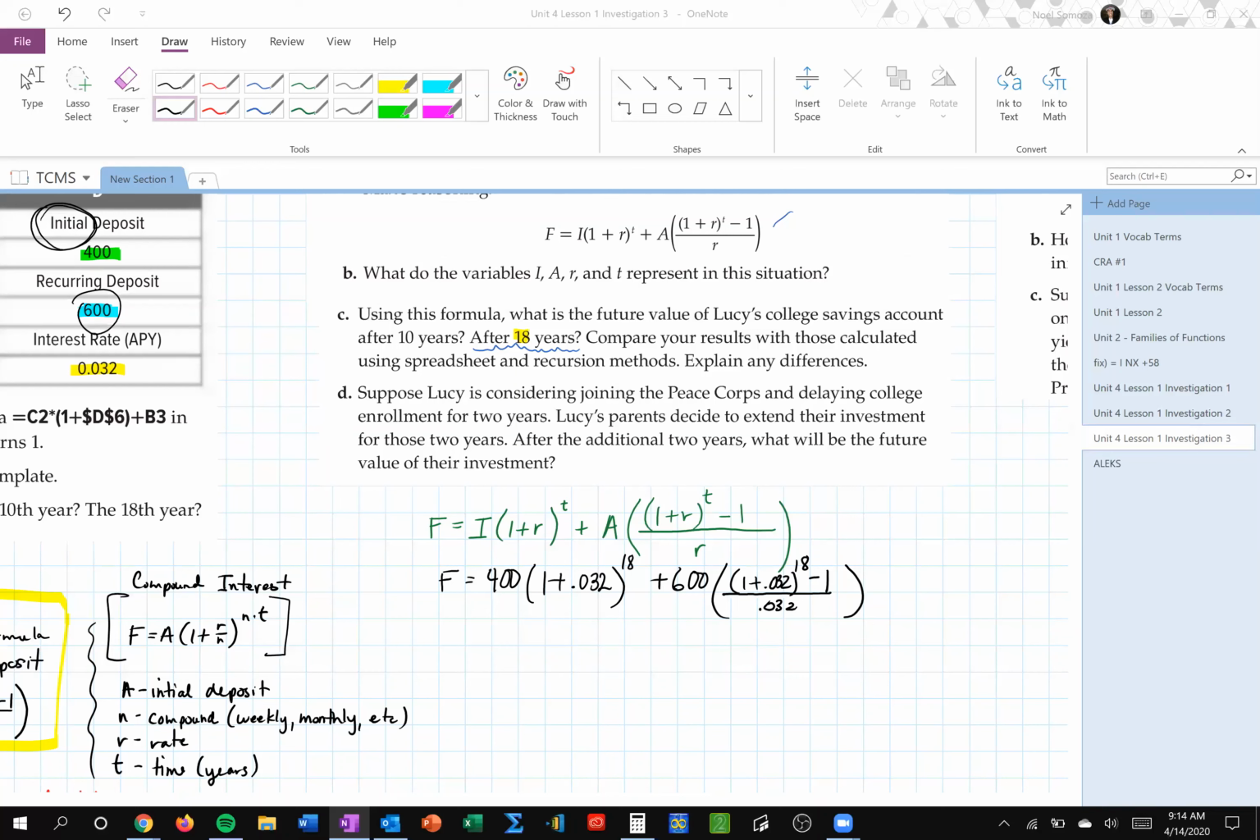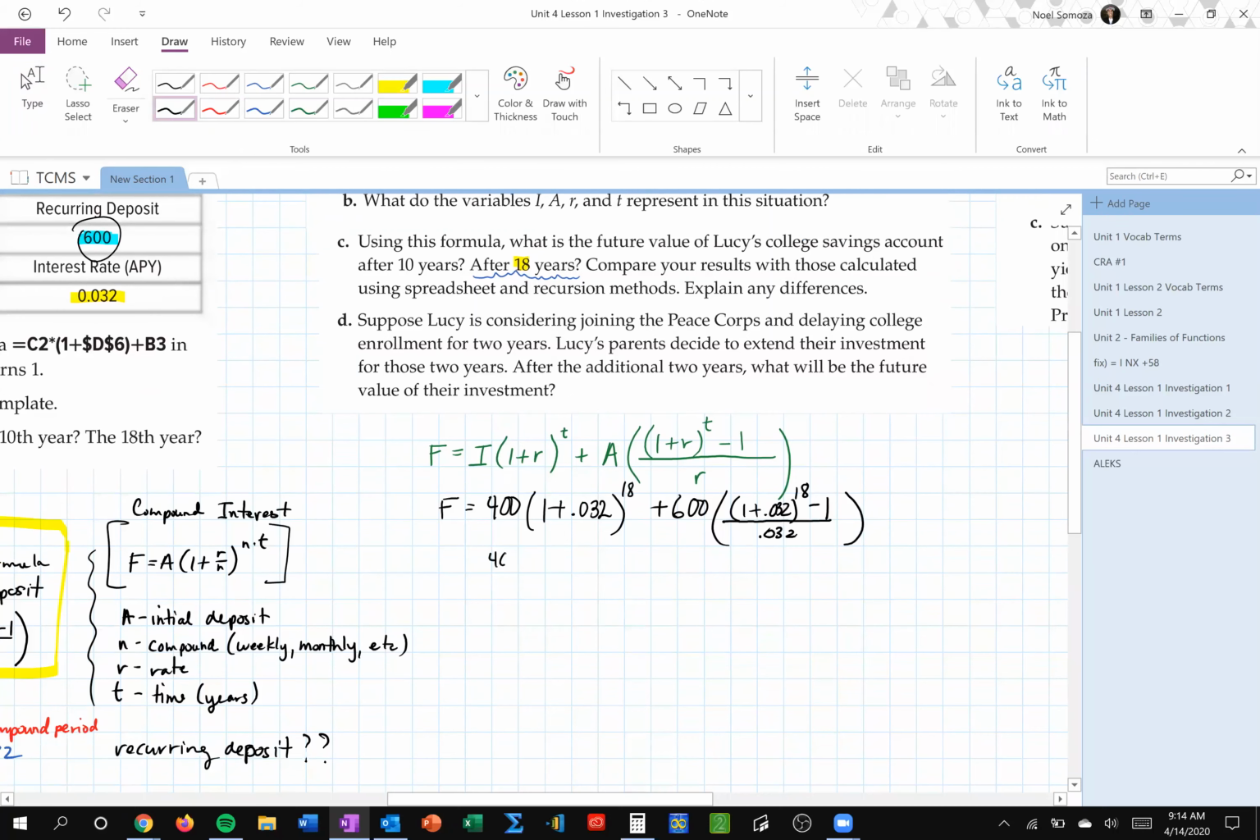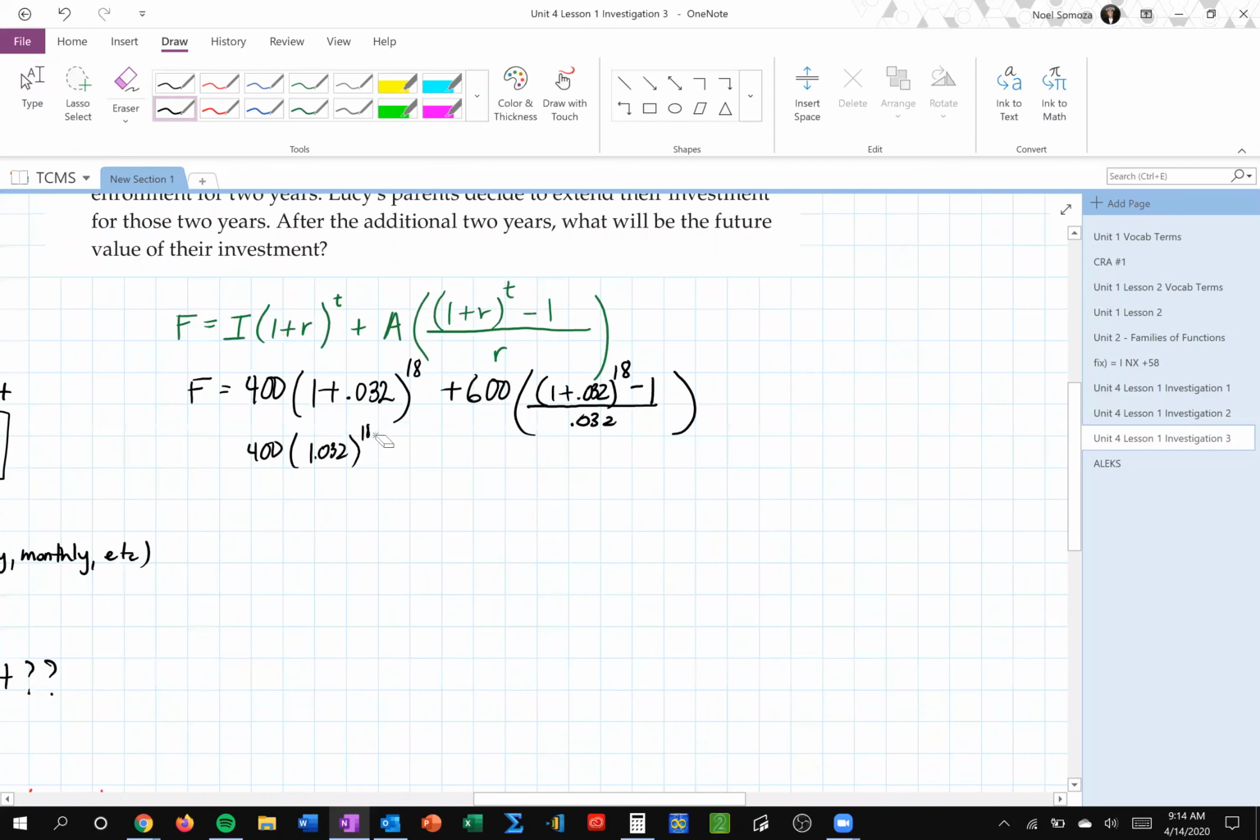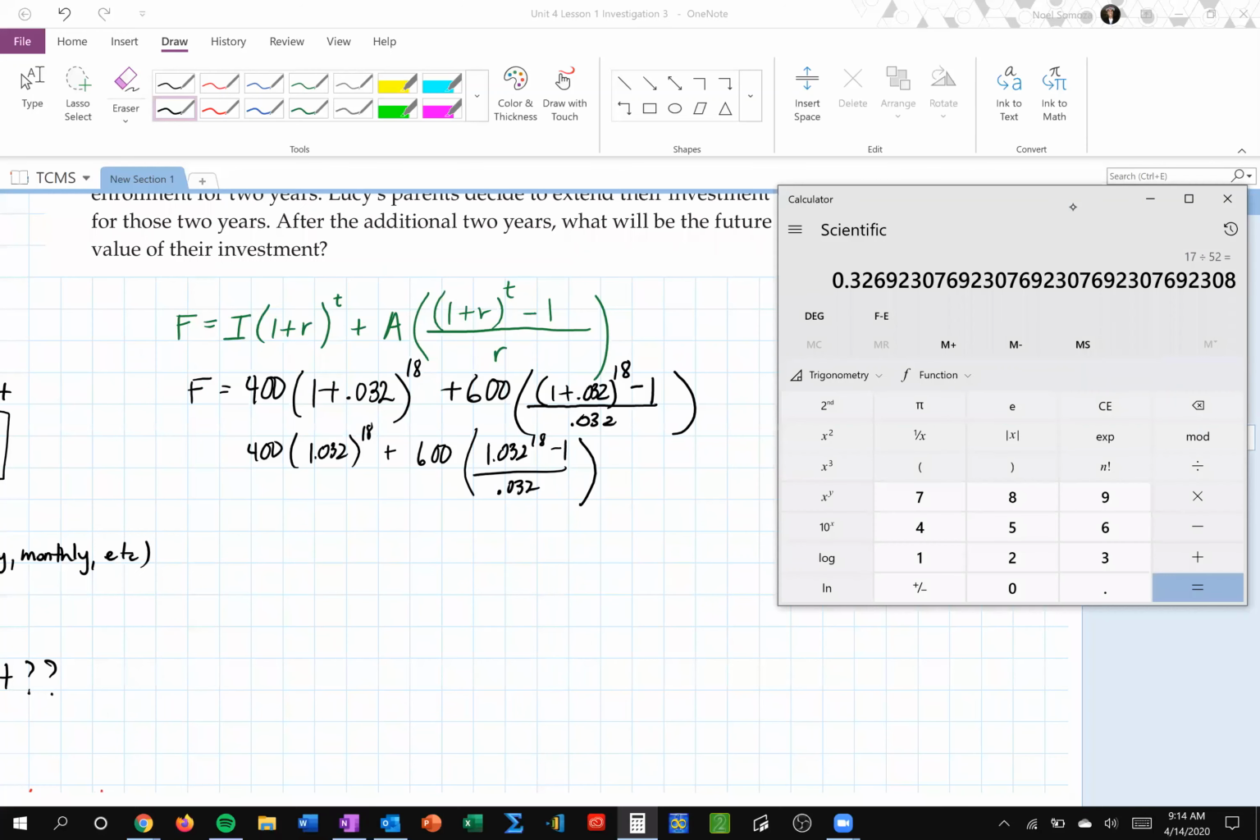All right. So now from here, then it just requires a little bit of calculator work, right? So we can clean up a little bit. This would be 400 times 1.032 to the 18th plus 600 times 1.032 to the 18th power minus 1 all over 0.032. Okay. All right. So let's go ahead and figure out what these values are going to give us.